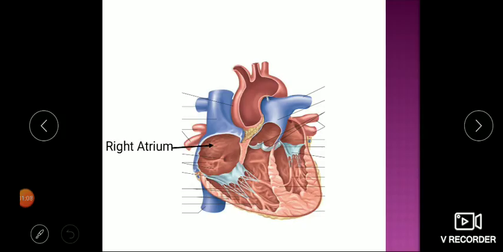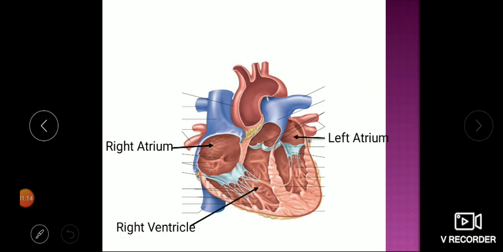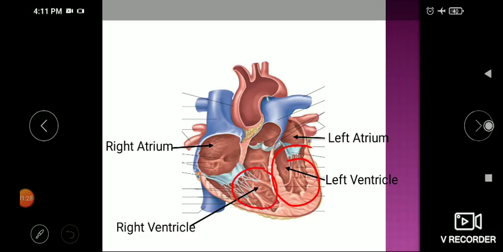This is our right atrium. This is the left atrium, right ventricle and left ventricle. You can see the bulk of ventricular muscle. You can see it is the thickest of all. Big muscles are there. Almost the right atrium is one third of that of the left ventricle.